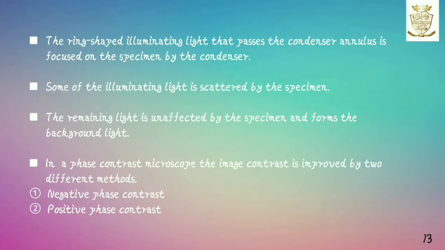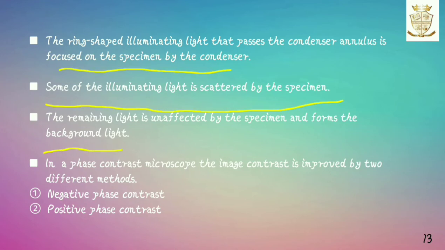Then the ring-shaped illuminating light that passes the condenser annulus is focused on the specimen by the condenser, and some of the illuminating light is scattered by the specimen, and the remaining light is unaffected by the specimen and forms the background light. In a phase contrast microscope, the image is improved by two different methods, the negative phase contrast and the positive phase contrast.